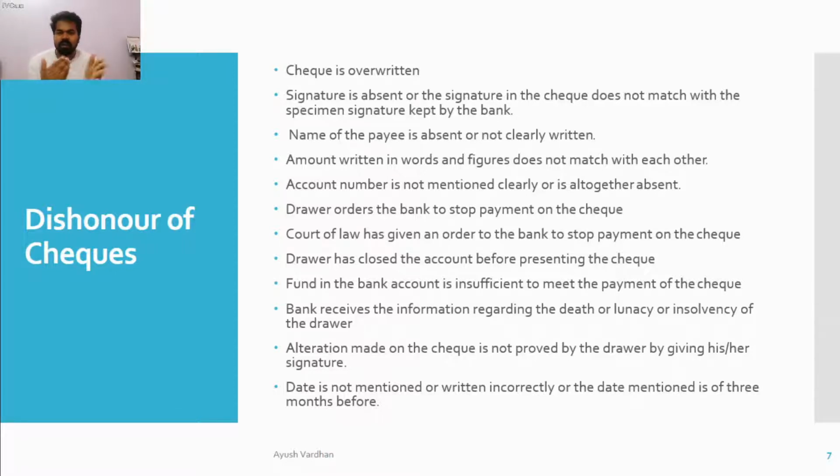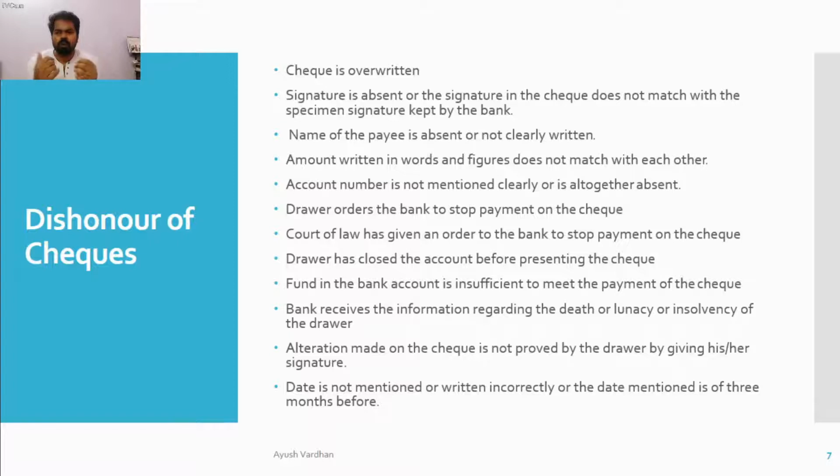Okay. So the account holder is not mentioned clearly, or it might be absent. The account number, in which account you want to make the payment, might be missing. Or the drawer orders the bank to stop the payment of the check. Anyone could do this: you have issued a check, but you are now telling the bank that no, you don't want this payment to happen. You are canceling that check. So these could be things.